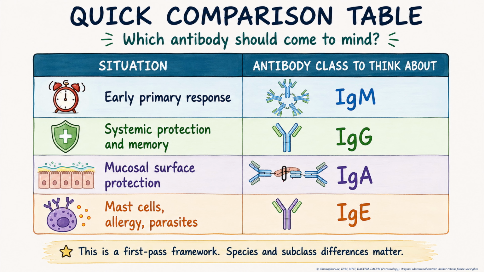Here's a quick comparison. For an early primary response, think IgM. For systemic protection and memory, think IgG. For mucosal surface protection, think IgA. For mast cells, allergy, and parasite-associated responses, think IgE. This is a first-pass framework. It is intentionally simple, but not simplistic. Species differences and subclass differences matter, especially in veterinary medicine. But these associations give you a practical mental map that you can build on later.